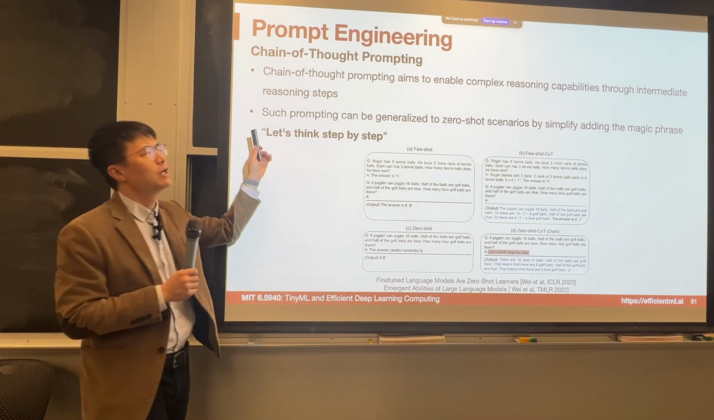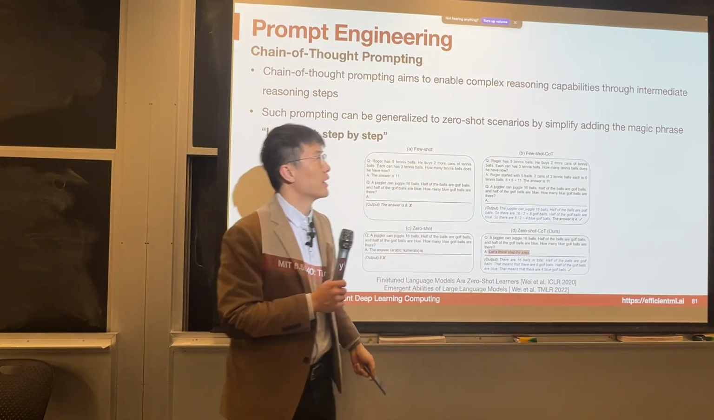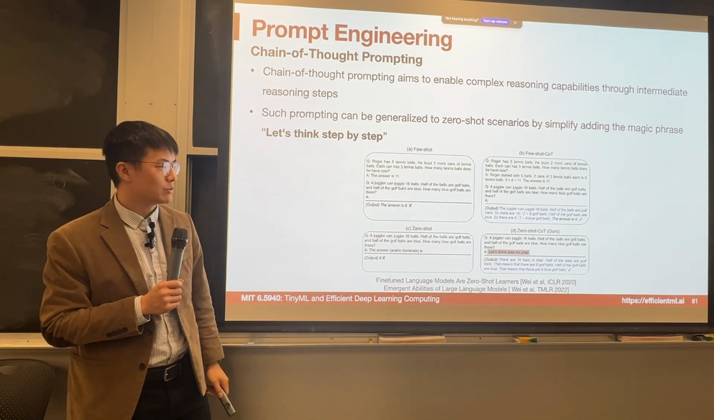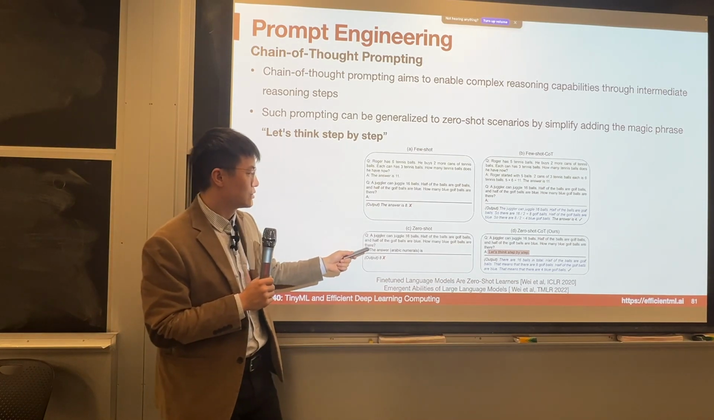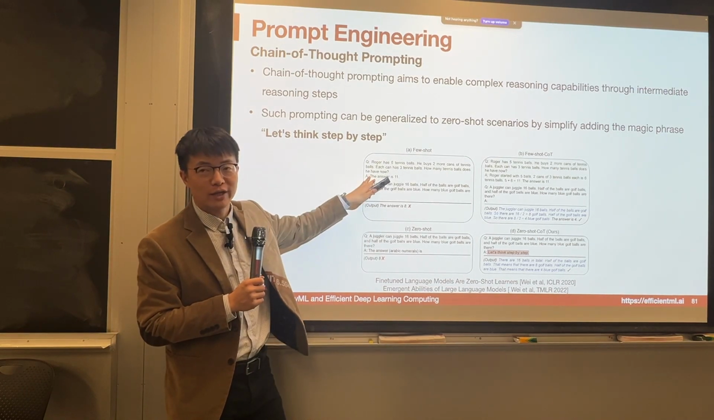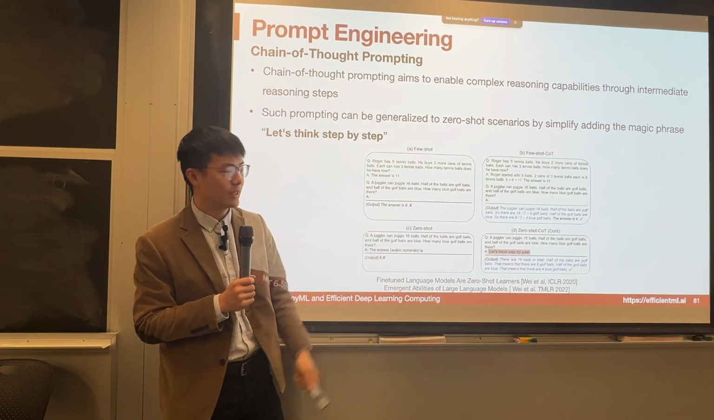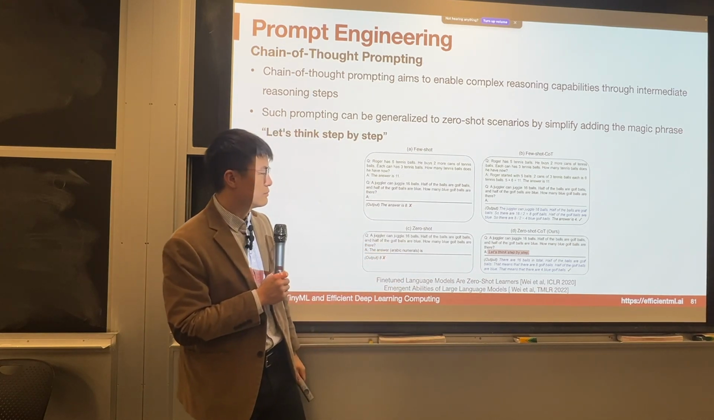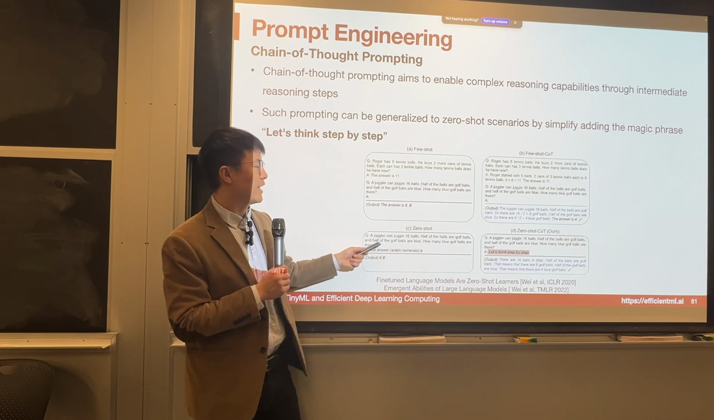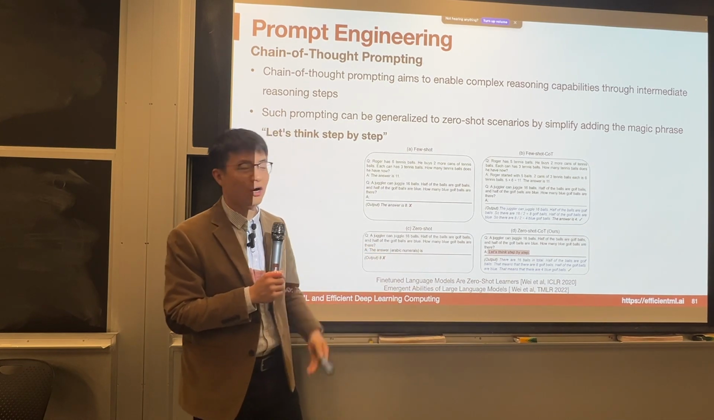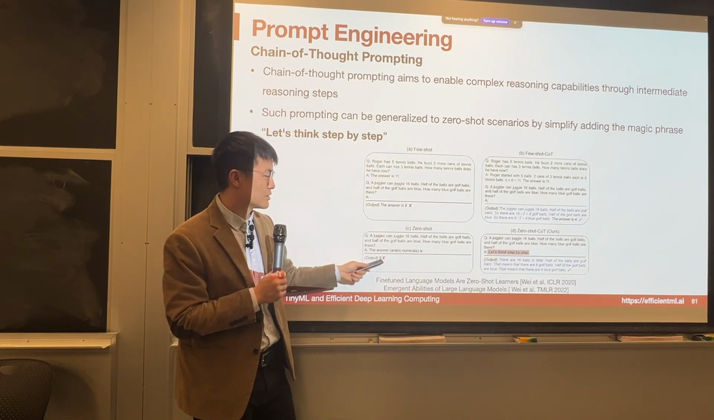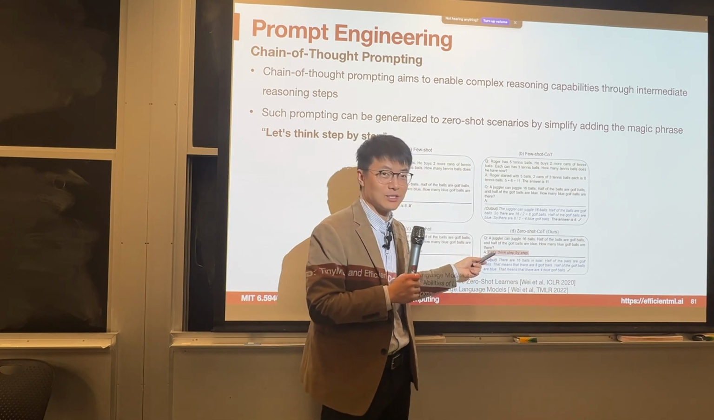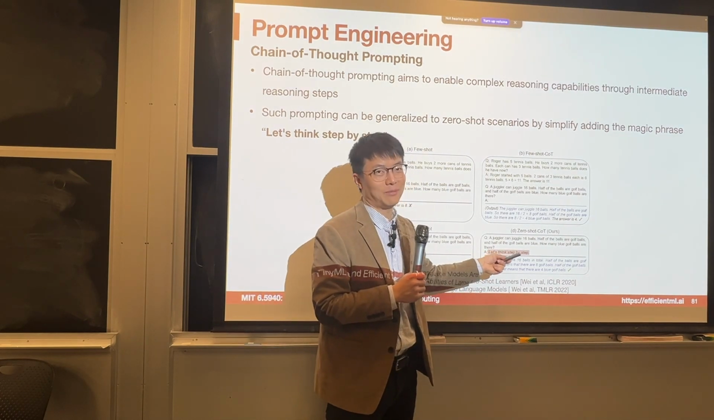Such prompting can be generalized to zero-shot scenarios by simply adding the magic phrase, "let's think step by step," which is pretty interesting. For example, this is actually the zero-shot case rather than the few-shot case. We're not providing an example, but directly telling it the task. A juggler can juggle 16 balls, half are golf balls, and half of the golf balls are blue. How many blue golf balls does he have? The answer is 8, which is incorrect.